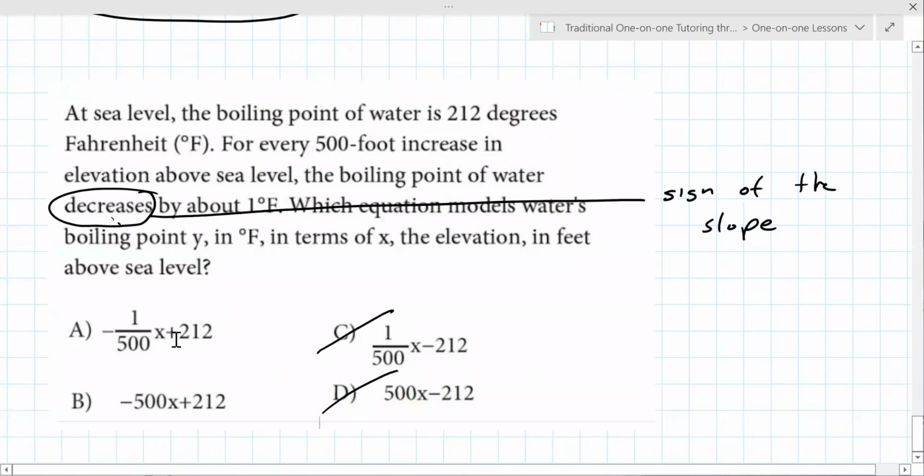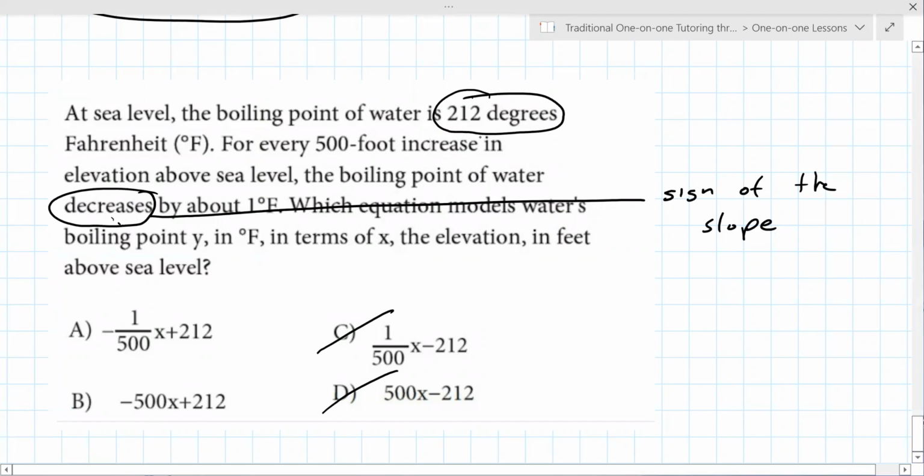Wait, how much is B going down by? What's the slope? Negative 500? Right. So it's going down by 500. When you look at the numbers themselves, though, like 212 degrees, you can't go down by 500 because it would go down too quickly. It's just an unreasonable amount.